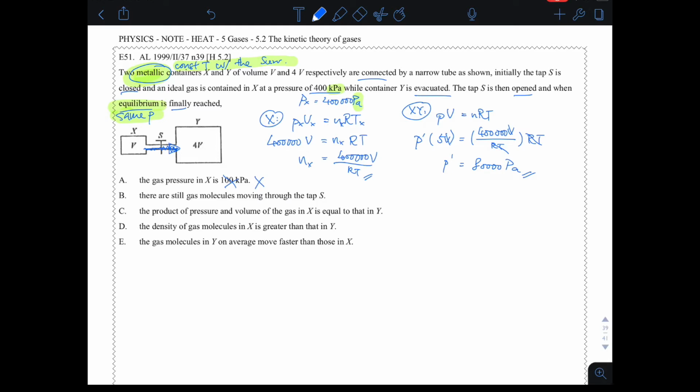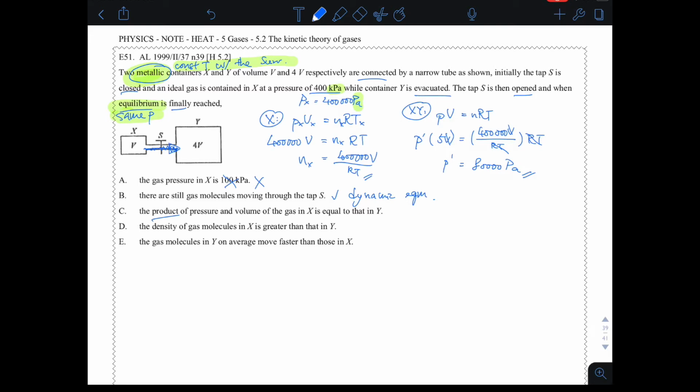Are there still gas molecules moving through the tap S? That means at equilibrium, are there any gas molecules moving through S from X to Y or from Y to X? The answer is yes. This is called dynamic equilibrium. That means the gas molecules are still moving, but the speed of moving from X to Y is equal to the speed from Y to X, so they are in dynamic equilibrium. They're still moving, but the net is zero.